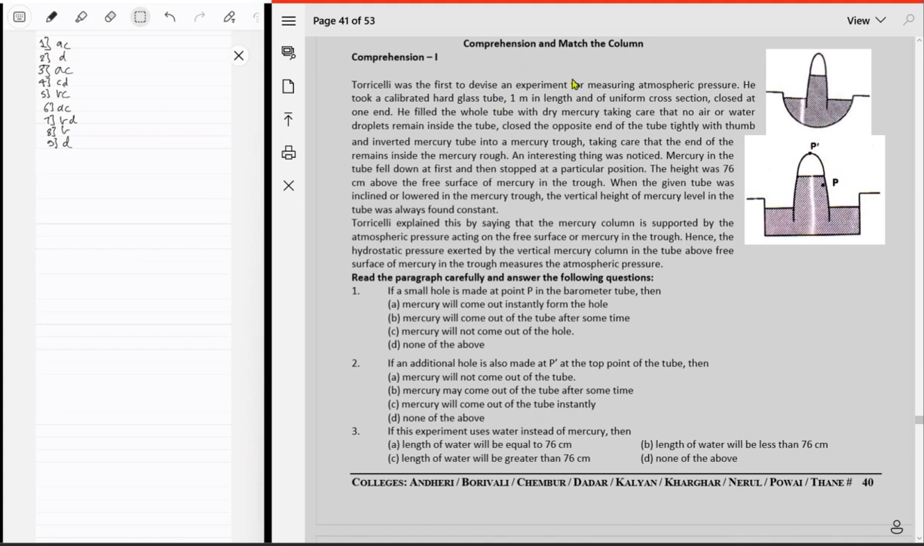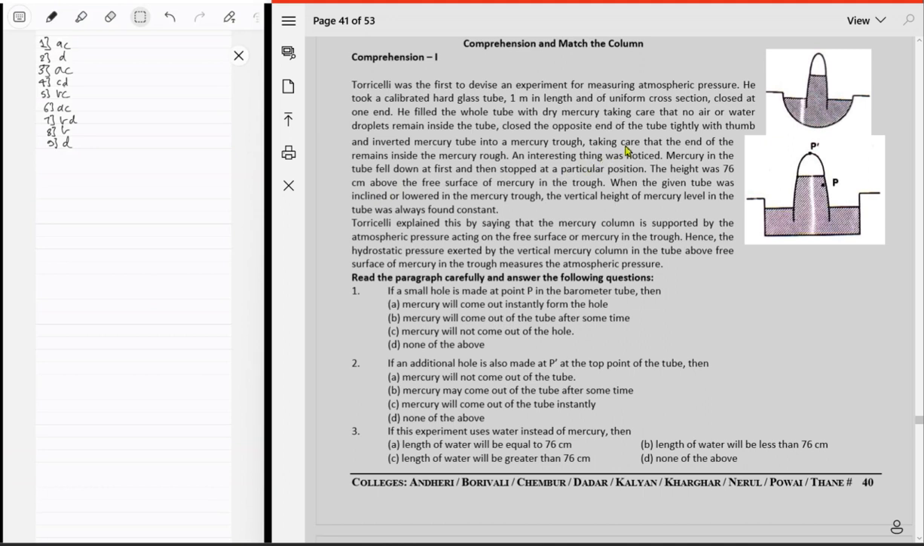Oh, so he took a calibrated hard glass tube 1 meter in length. Oh, so the length is 1 meter. Calibrated hard glass tube of uniform cross-section closed at one end. He filled the whole tube with dry mercury, taking care that no air or water droplets remain inside the tube. Closed the opposite end of the tube tightly with thumb. Inverted the tube into the mercury trough, taking care that the end of the tube remains inside the mercury trough.